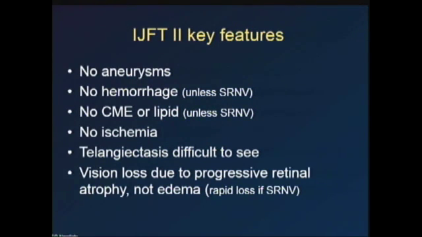What you need to know, and this will be my last slide here, is that in this type of telangiectasia, there are no aneurysms, there is no hemorrhage, and there is no CME, no swelling, no ischemia, and the visual loss is primarily due to progressive retinal atrophy, but not because of edema.